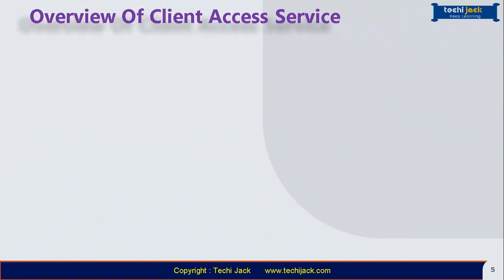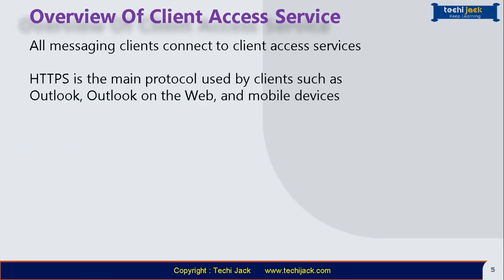Overview of client access service. All the messaging clients connect to the client access services first to authenticate, and HTTPS is the main protocol used by these clients. For example, Outlook uses MAPI over HTTP or Outlook Anywhere to connect to the Exchange server. And if you are using mobile devices to connect with the Exchange server, it uses the ActiveSync protocol. But most of the client access services are web-based services that are provided over HTTPS. That's why HTTPS is the main protocol used by these clients.